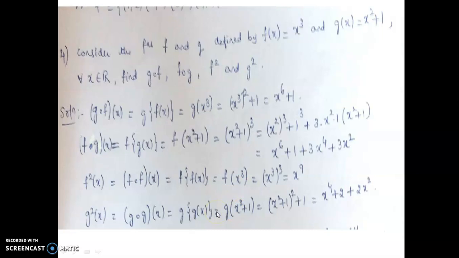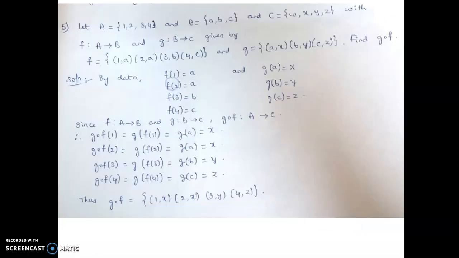Okay. Consider functions f and g defined by f of x equal to x cube and g of x equal to x square plus 1, where x belongs to R. Find g of f, f of g and f square, g square.